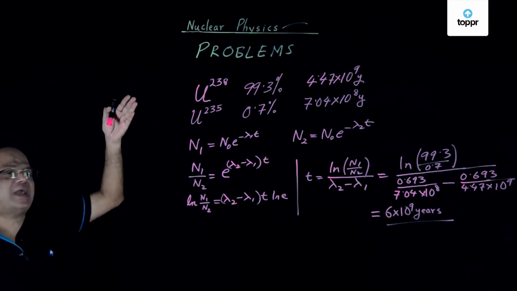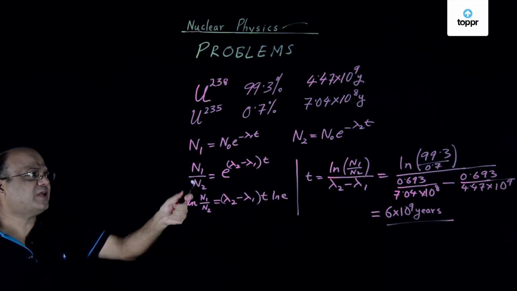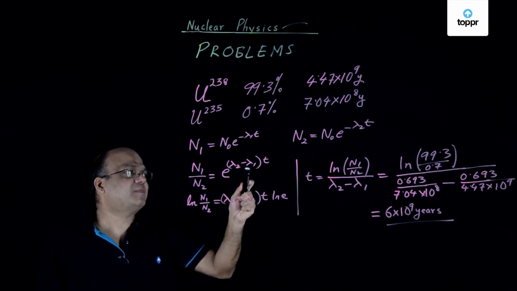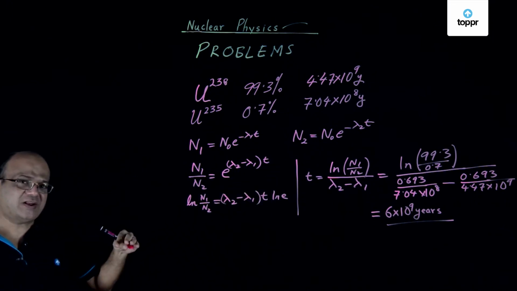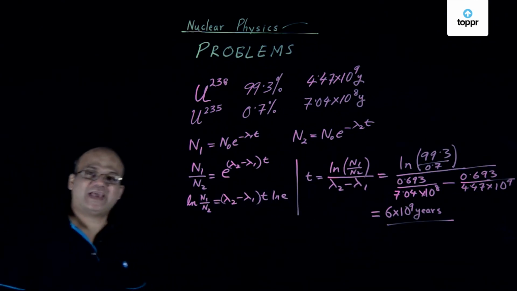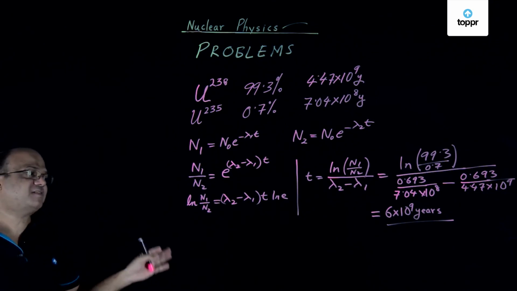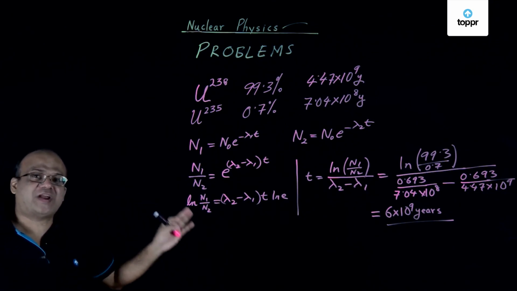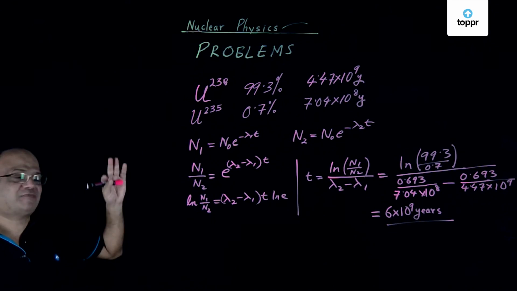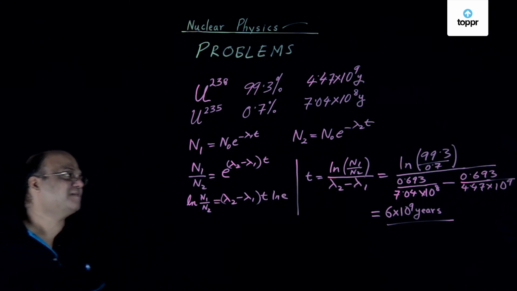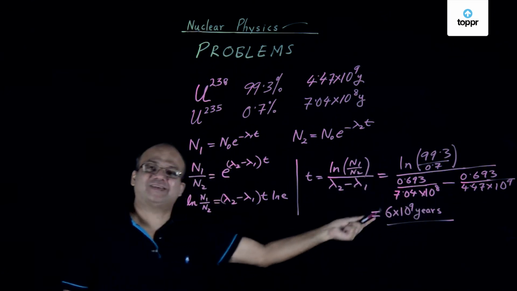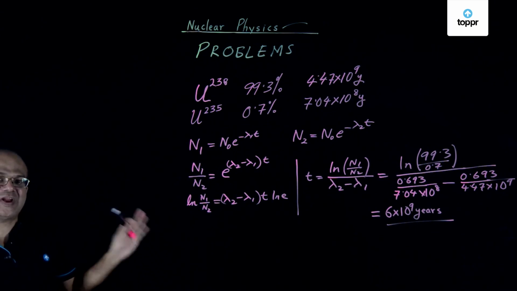n2 by n1 or n1 by n2 is known. So we can find out n1 by n2, then n naught cancels out. And we get e to the power lambda 2 minus lambda 1 into t. Then we take ln of both sides. And then we solve for t. So t became ln n1 by n2 by lambda 2 minus lambda 1. Lambda is given by 0.693 by t half. That we substituted in this equation. N1 by N2 is in the same ratio as their percentages. And we got the answer 6 into 10 to the power 9 years.